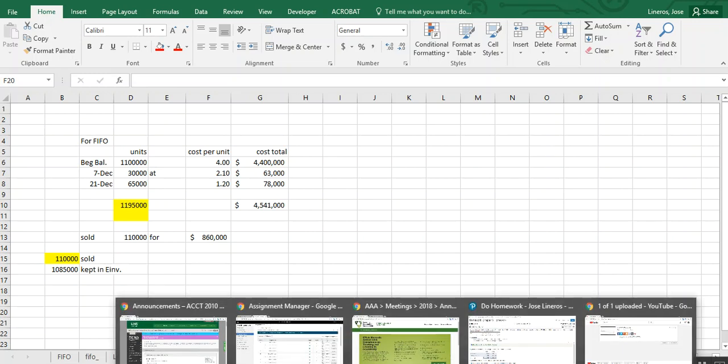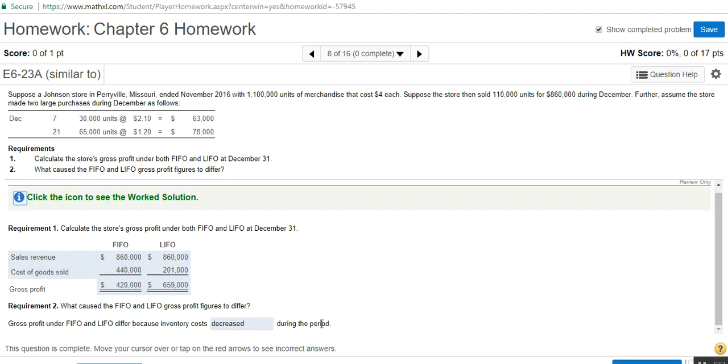Okay, let's look at this problem, 623A. One of the things it's asking you for is to calculate the store's gross profit under FIFO and LIFO. Of course, to calculate gross profit, you're going to need to know sales, how much was sold, and it kind of tells you how much was sold.